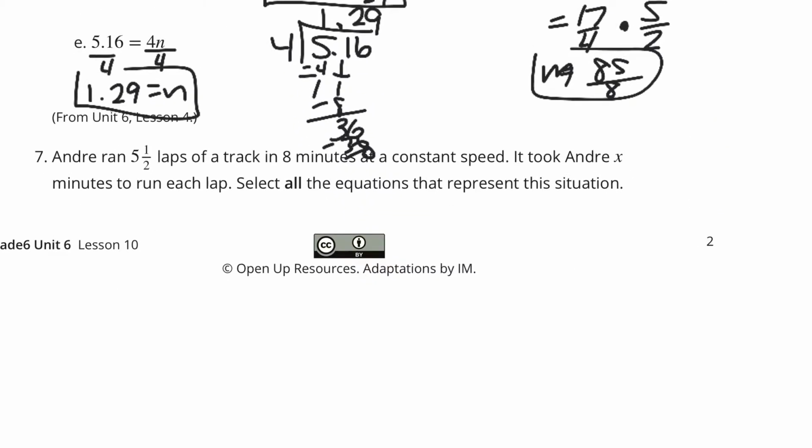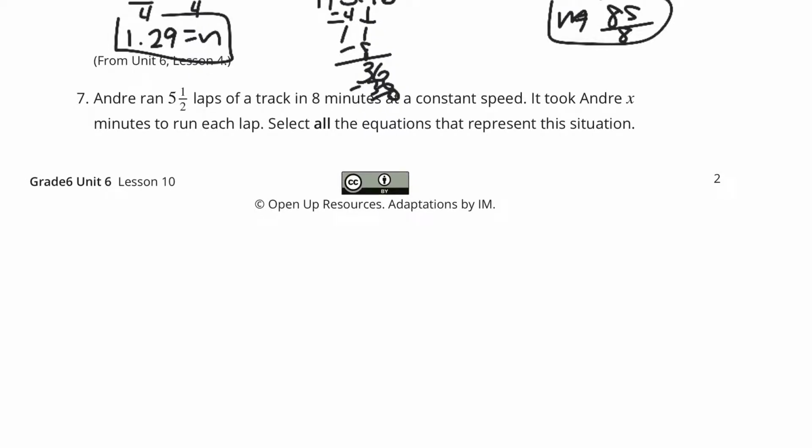Let's continue on to 7. Andre ran 5.5 laps of a track in 8 minutes at a constant speed. It took Andre X minutes to run each lap. Select all the equations that represent this situation. And to do so, we're going to have to go to the next page.